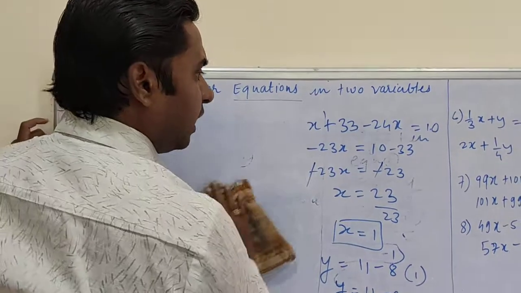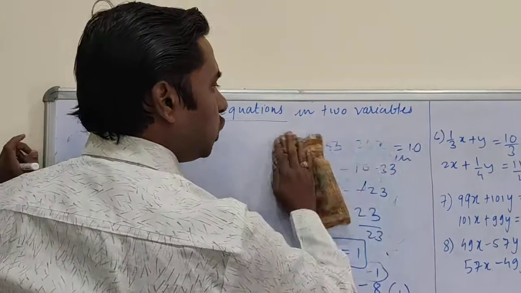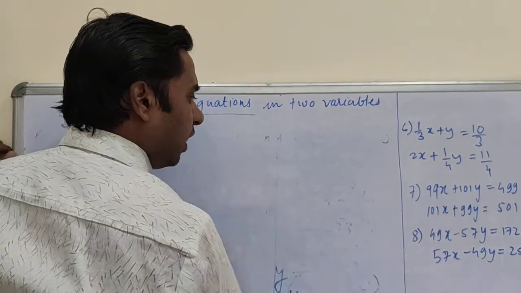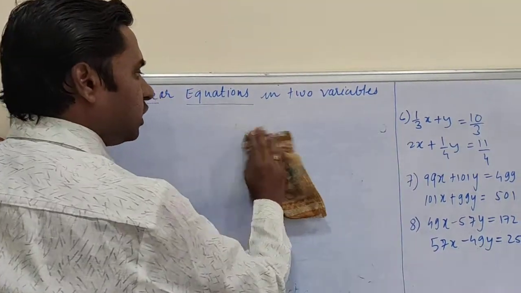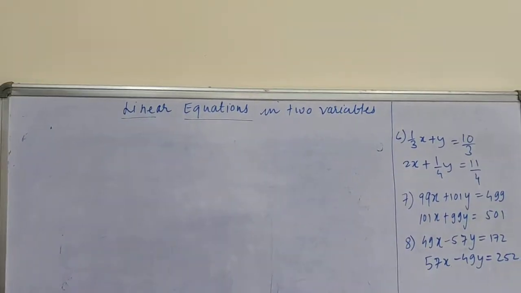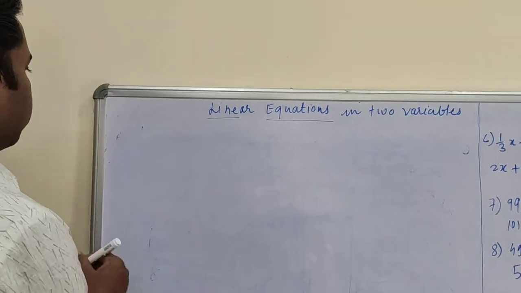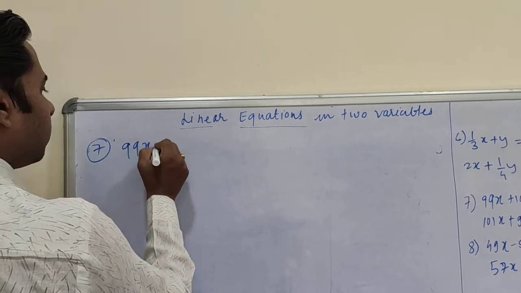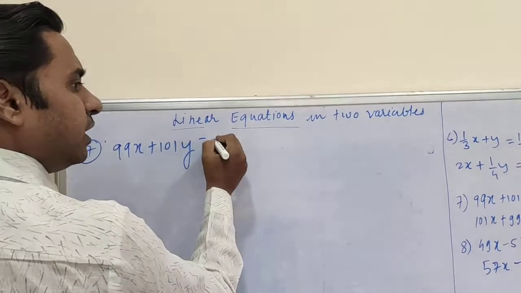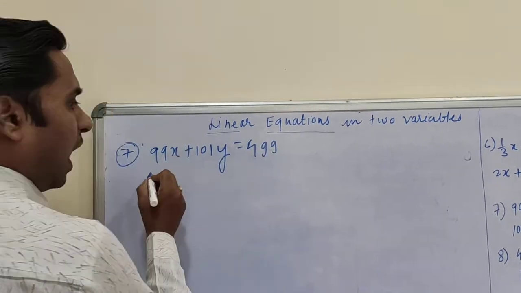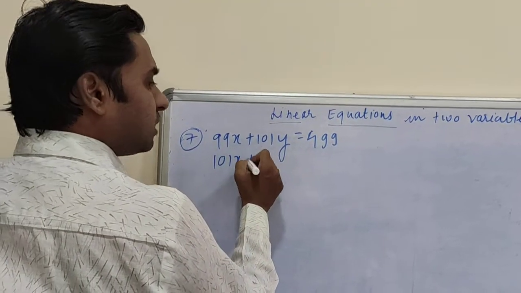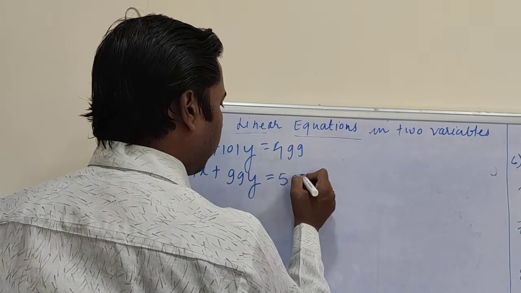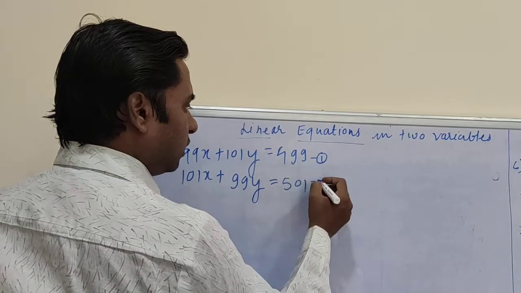Now next equation is 99x plus 101y is equals to 499 and 101x plus 99y is equals to 501. Okay, now see here, in the seventh one we have 99x plus 101y is equals to 499 and 101x plus 99y is equals to 501. This is equation 1, this is equation 2.